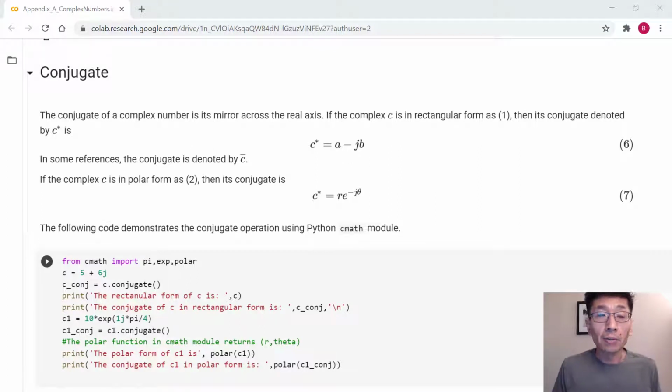Hello everybody. I would like to add a short video to Appendix A, the complex numbers, about a very useful operation called a conjugate.